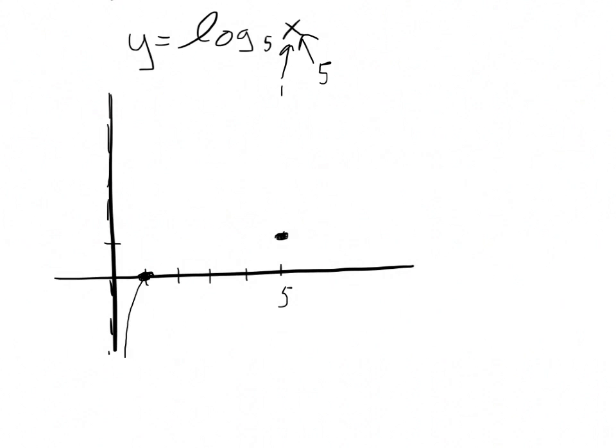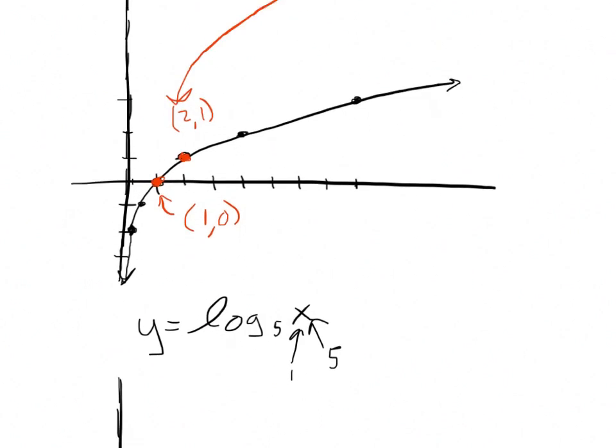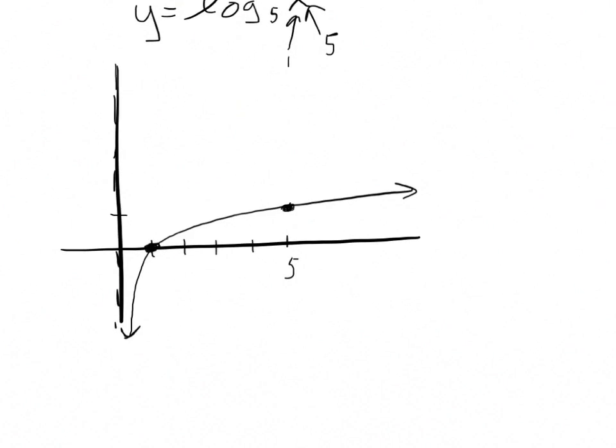And so we can sort of imagine that this logarithm graph is going to look like this. So it's effectively the same shape as the previous one, but this one is growing more slowly because it's a log base 5 and not a log base 2.